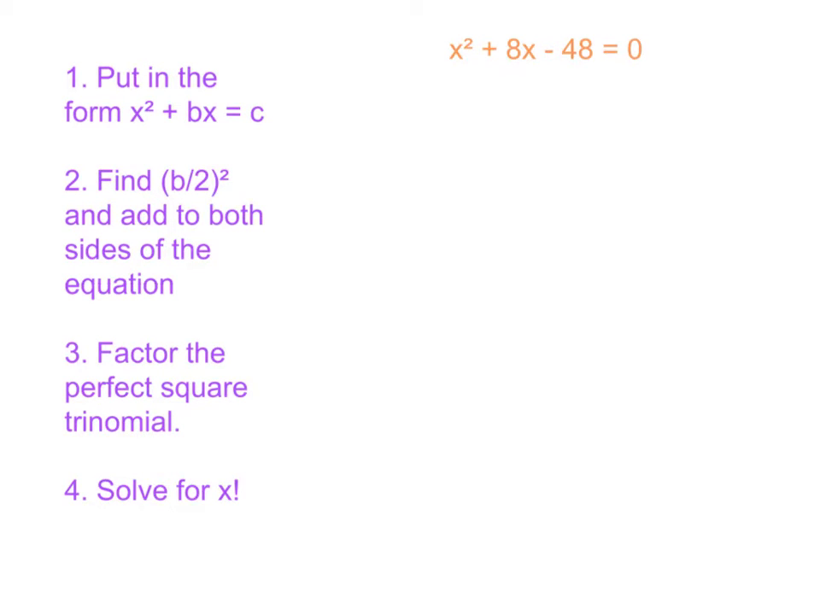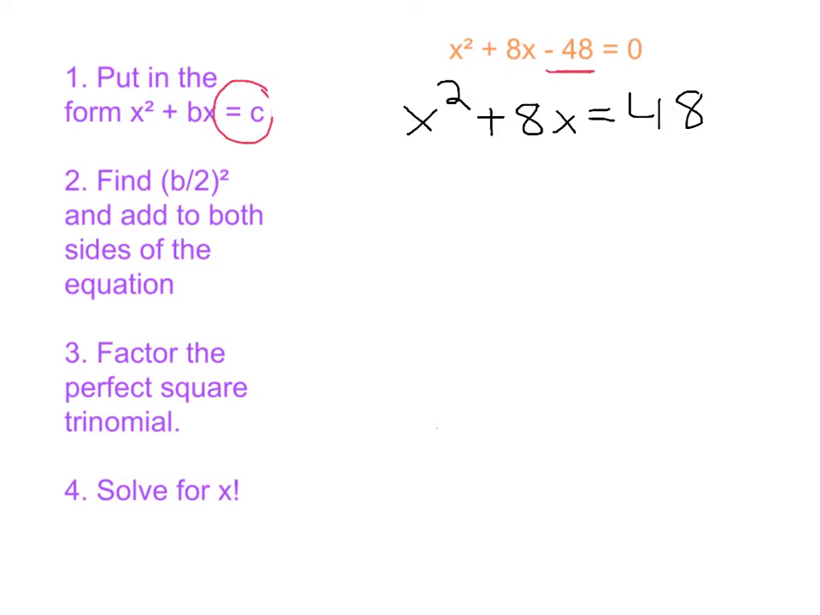Now we're going to follow those steps to actually solve this quadratic by completing the square. The first step is to put it in the right form. x squared plus bx equals c, which just means it can't be equal to 0. You want to take the term that's at the end of your trinomial and move it to the other side. So in this case, I'm going to add 48 to both sides. So now I have x squared plus 8x equals 48.